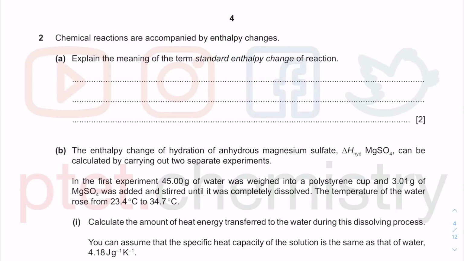In this second question, explain the meaning of the term standard enthalpy change of reaction. So this is not your usual formation or combustion that you usually get in AS, but there are 2 marks to it. One of the marks is definitely for these standard conditions, which are 298 Kelvin and 1 atm pressure. Enthalpy change is just the enthalpy change.